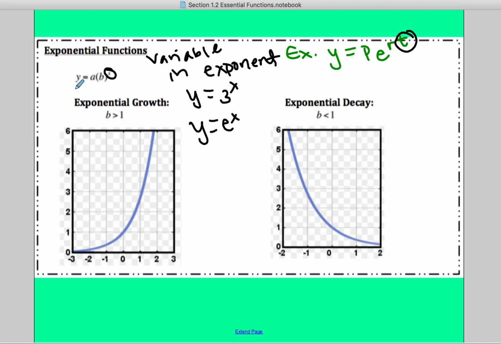When we have our y equals a b to the x, if b, whatever is being raised to the exponent, is a number bigger than 1, it is exponential growth. So as you read it from left to right, the graph goes up. If b is a number less than 1, then it's exponential decay. Okay, so we're going down from left to right. So that's your growth and your decay. So that is your exponential function.